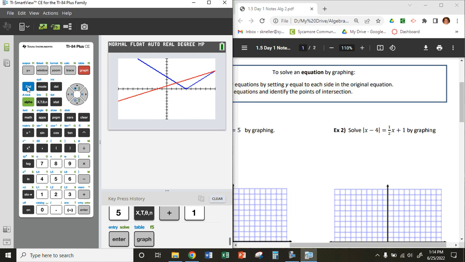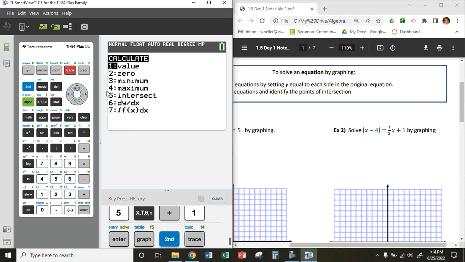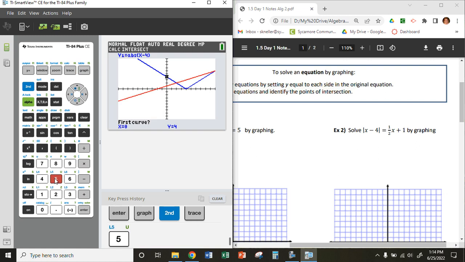So let's review those steps again. We're going to go to second calc, which is the trace button. We're going to do option 5. And again, the calculator says first curve and second curve. Now, if you don't want the first equation to be your first curve, just hit the up or down arrow, and that will move the cursor back and forth between the red equation and the blue equation, or the red line and the blue line.